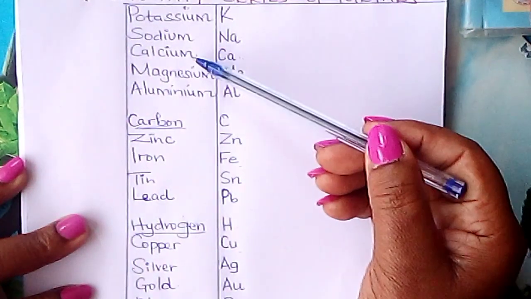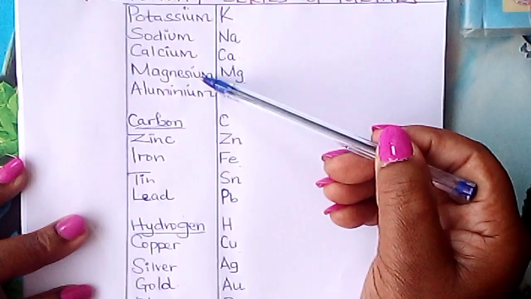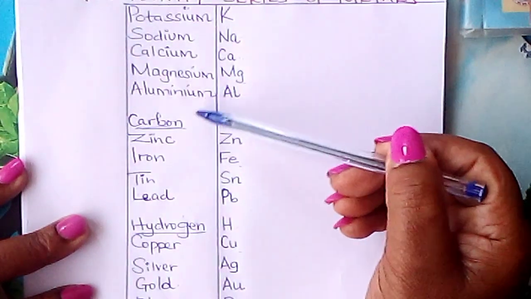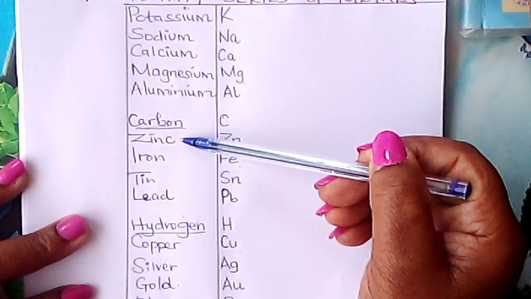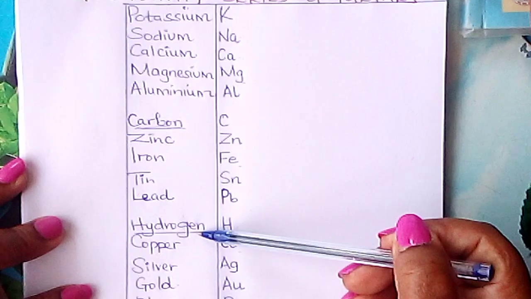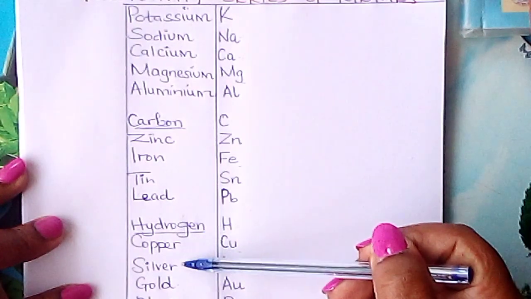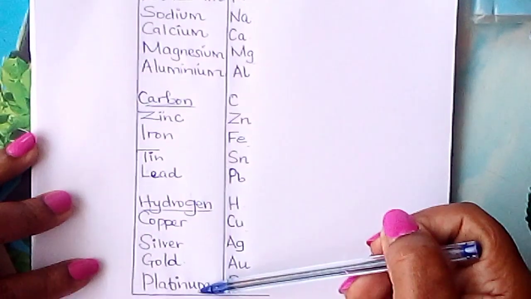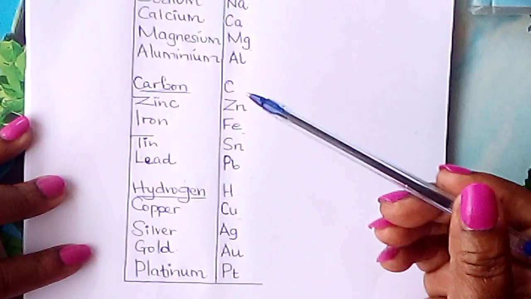Potassium, sodium and calcium, magnesium, aluminium, carbon, zinc, iron, tin and lead, hydrogen, copper, silver, gold, platinum.